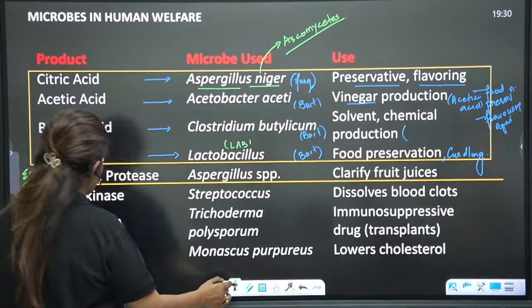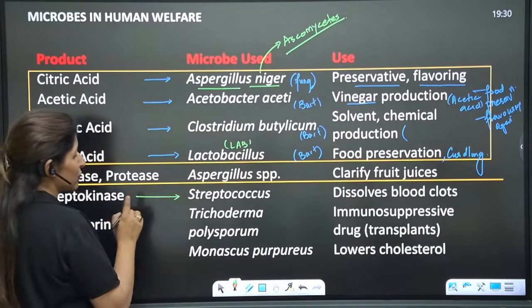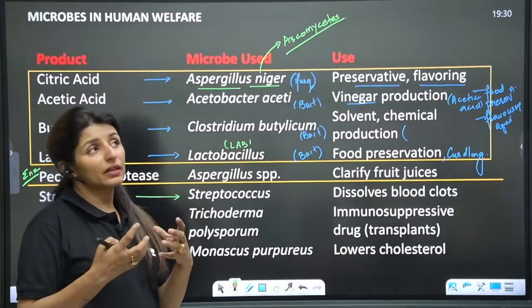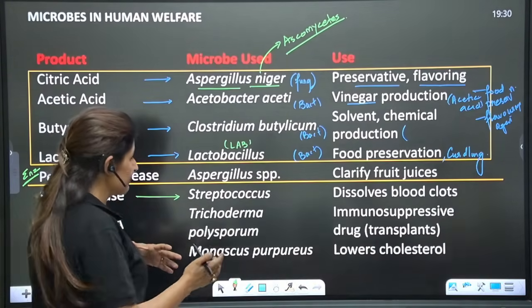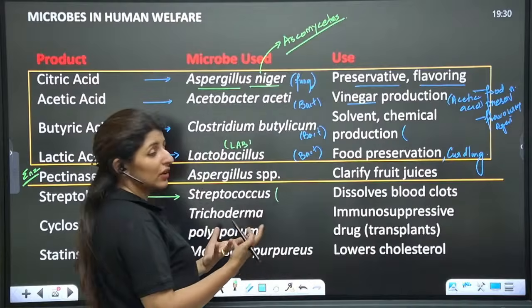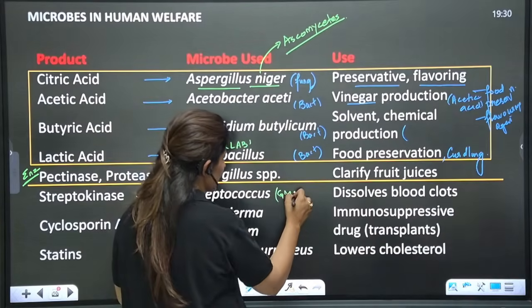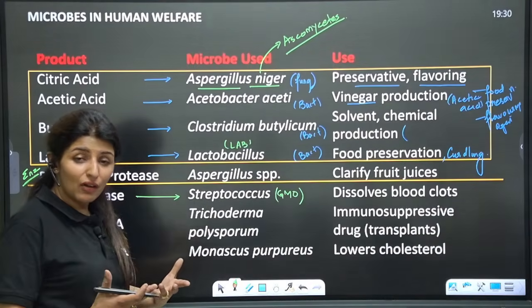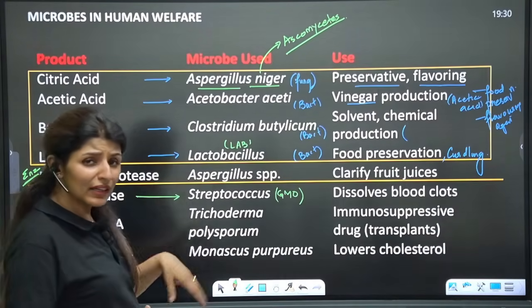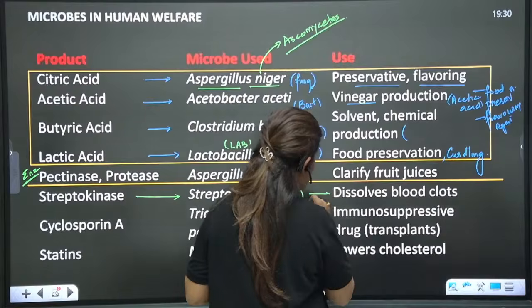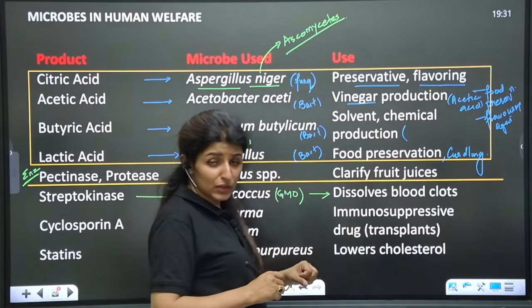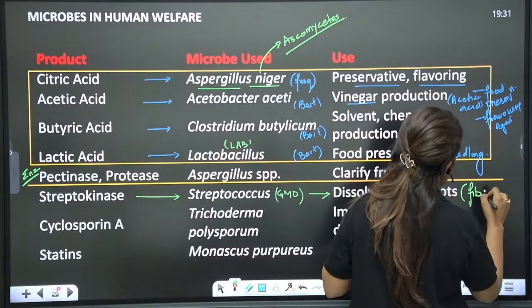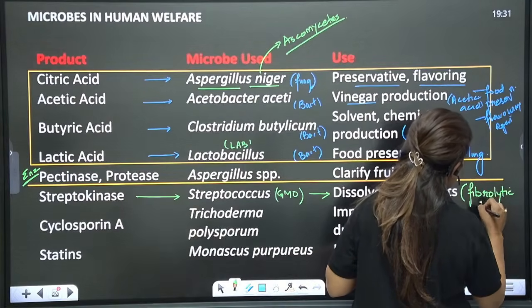Now see, streptokinase comes from Streptococcus, and this Streptococcus is produced with the help of biotechnology, right? So we have improved this. So this is a GMO actually. This Streptococcus can produce more quantity of streptokinase. And why do we need this streptokinase? This streptokinase has an ability to dissolve blood clots. So it can destroy the clot, basically because of fibrinolytic activity.